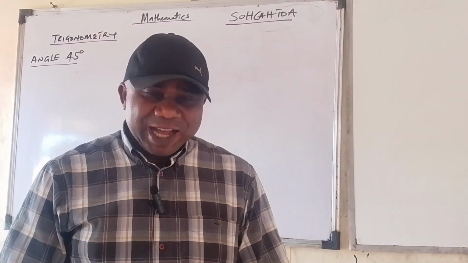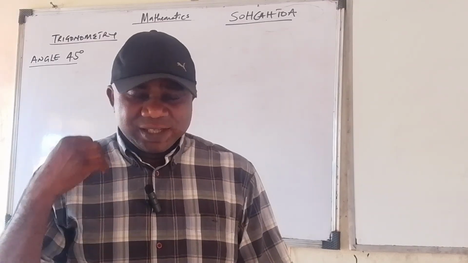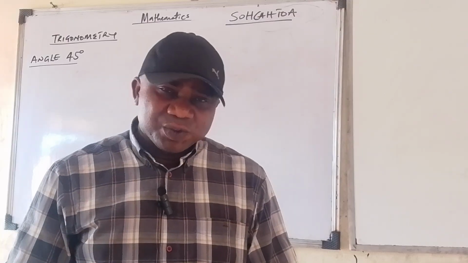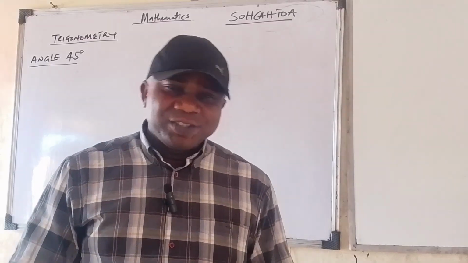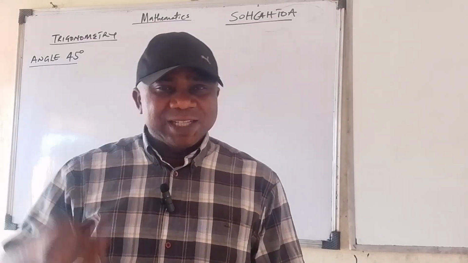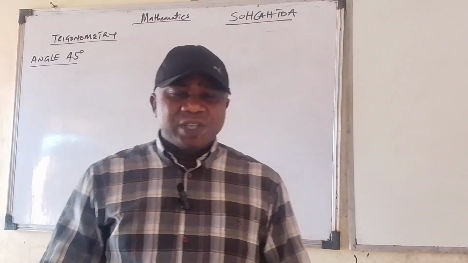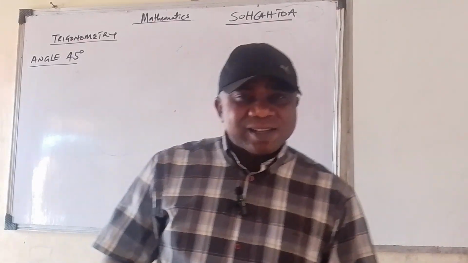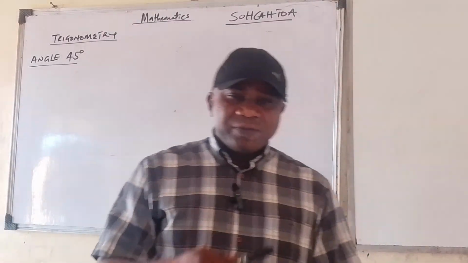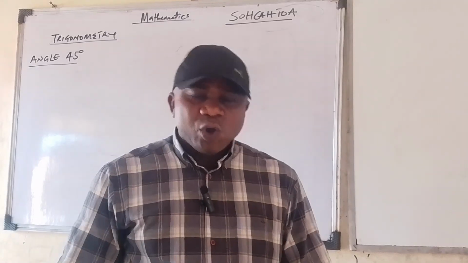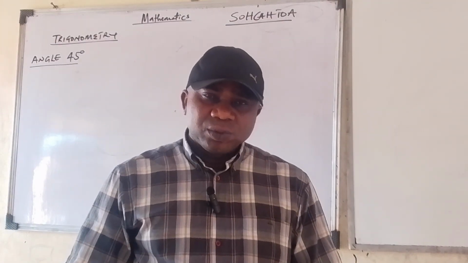In our last section, we looked at special angles, part 1. This is the continuation of special angles. We looked at angle 30 degrees and, of course, 60 degrees. Today, we are going to be looking at angle 45 degrees: how to get the values of sine 45, cos 45, tan 45, cot 45, and cosec 45 without the use of a calculator, neither a mathematical table.